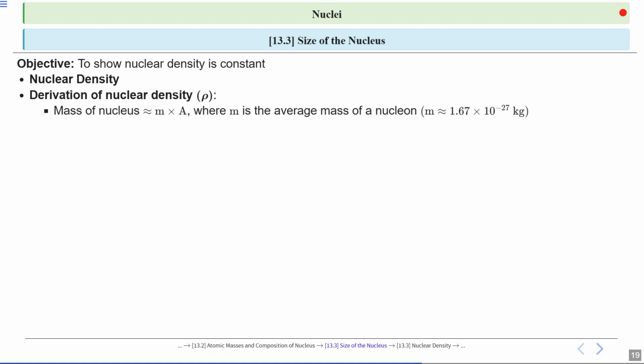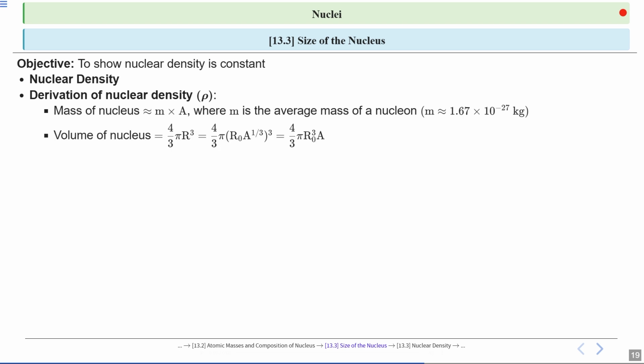Mass of a nucleus is approximately equal to the number of nucleons, A, multiplied by the average mass of a single nucleon, m. Here m is about 1.67 times 10 to the power minus 27 kilograms, which is the mass of a proton or neutron.